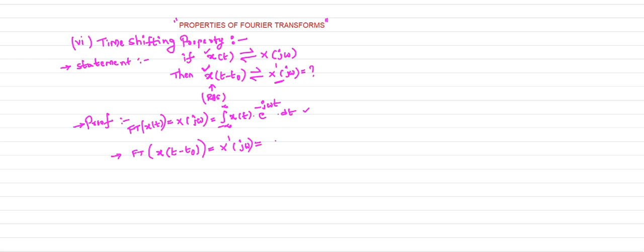So what is X dash of j omega? It is the integral from minus infinity to plus infinity. Your signal is x of t minus t naught, into e power minus j omega t dt. That is the formula. Instead of x of t, here I write x of t minus t naught. So the Fourier transform of x of t minus t naught is X dash of j omega.